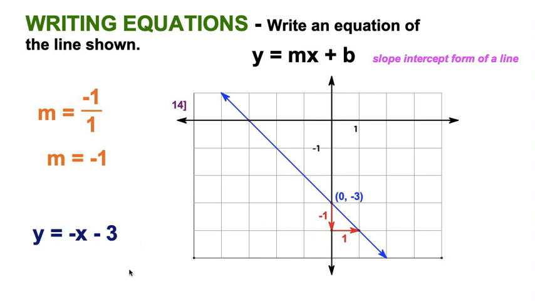So when I read the slope-intercept form of the line right there, y equals mx plus b. The m is -1. The b is -3. Y equals the opposite of x, -3.